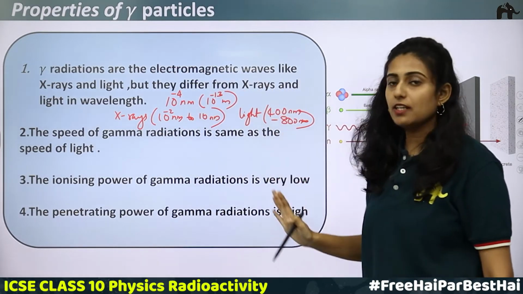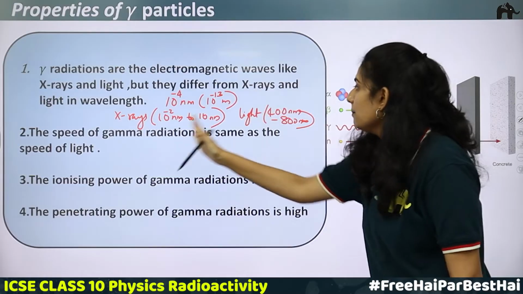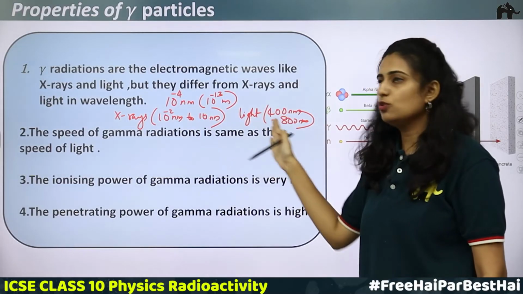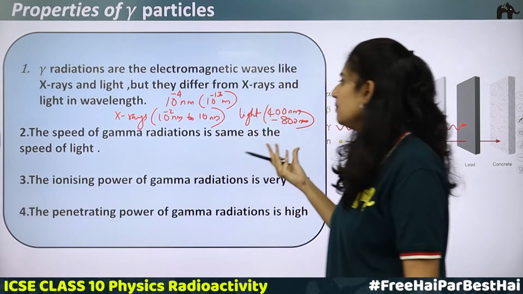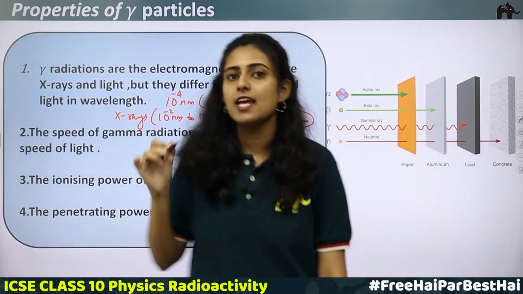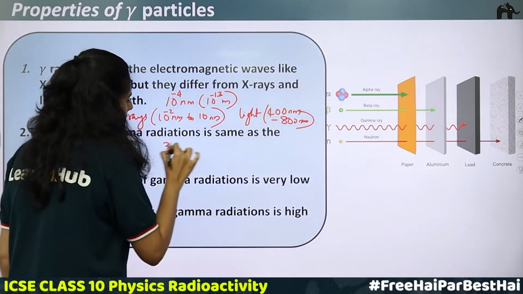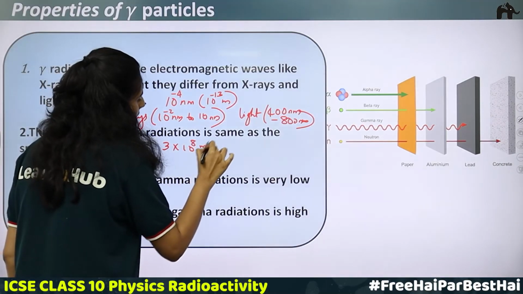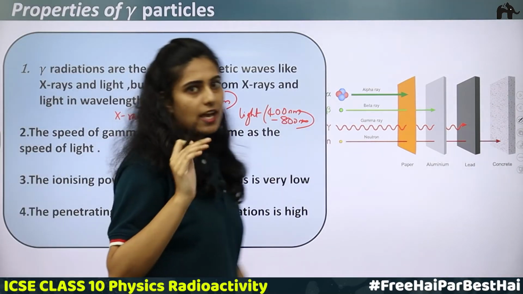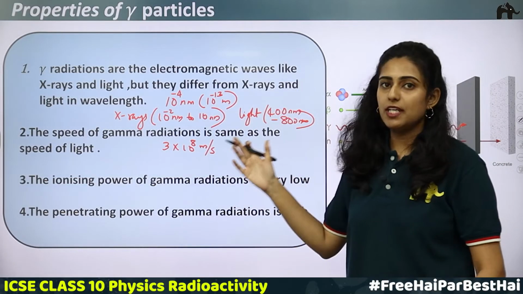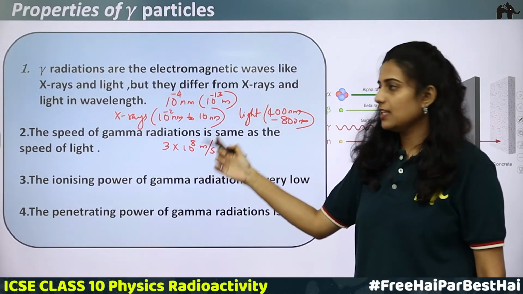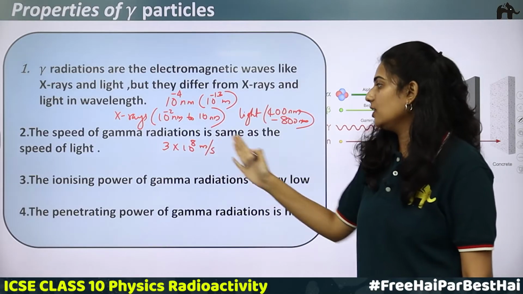Gamma radiations are similar to X-rays and light, but when you compare the wavelength, you can see there is a huge difference, right? Next, the second point, the speed of gamma radiation is the same as that of light. What is the speed of light? The speed of light in air or vacuum is 3 into 10 raised to 8 meter per second. So when you compare the speed of alpha, beta and gamma, the speed of gamma rays is the highest, which is the same as the speed of light.